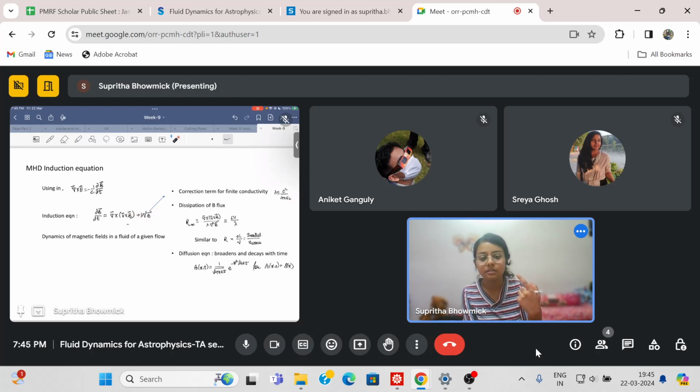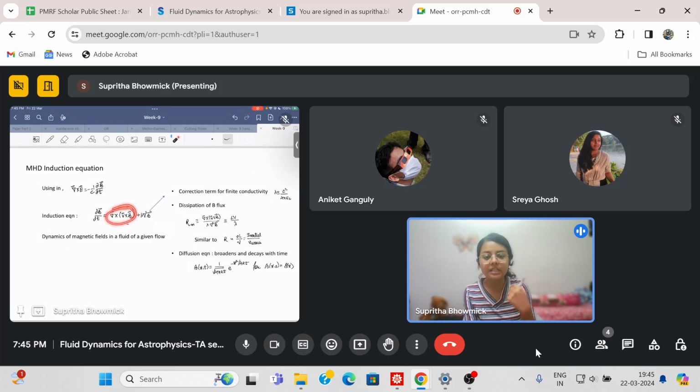Which is now finitely conducting, not infinitely conducting. So you know that a B field will decay in a finitely conducting medium. Why is that? Recall there was something called a Reynolds number, the ratio of the inertial term to the viscous term, which has dimensions of velocity times length scale divided by nu, where nu is the coefficient of viscosity. That is exactly what you get if you take the ratio of these two terms.